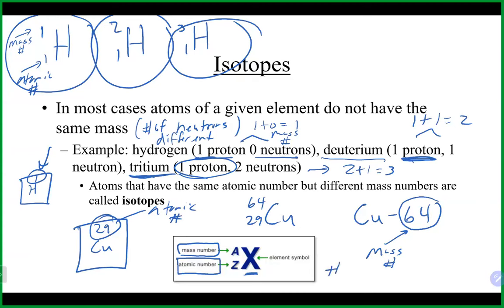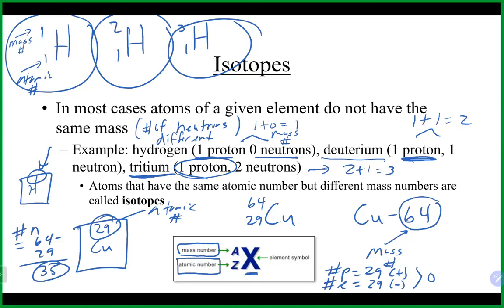So the number of protons in this case would be 29. Our number of electrons in this case should also be 29. That gives us a grand total of 0 for the charge. Our number of neutrons in this case would be our mass number, 64 minus 29. That's going to give us a 35, I think, in this case, if I'm not mistaken. Any questions on that there?